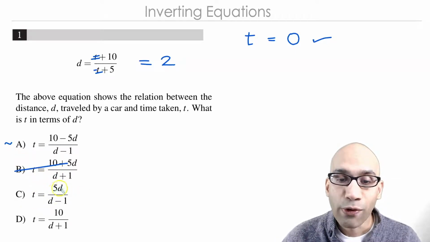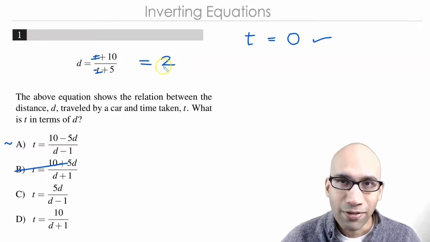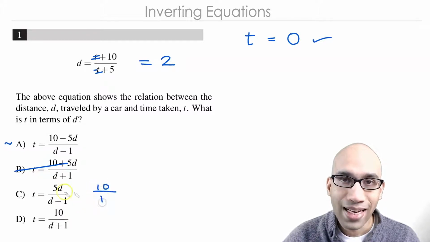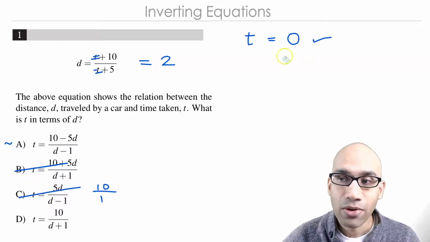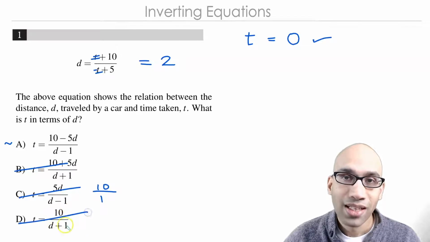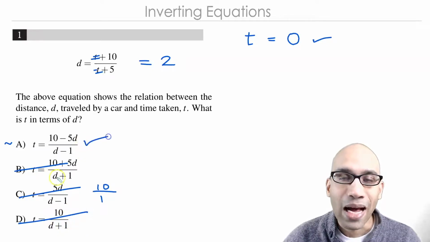Next one is 5d, which is 5 times 2, which is 10. So you've got 10 in the numerator, and you've got 2 minus 1, which is 1 in the denominator. So you've got 10 over 1, which is 10. And so even this doesn't tie out to be equal to 0. And similarly, you can check that the last one as well is just 10 over 1. And so this goes away. And thus, this is our correct answer.